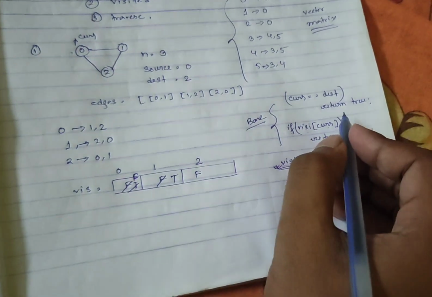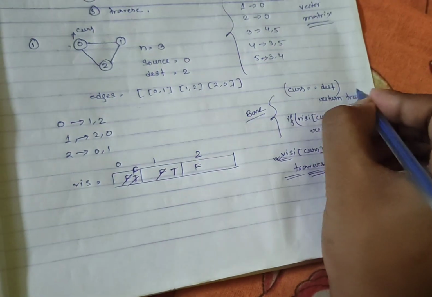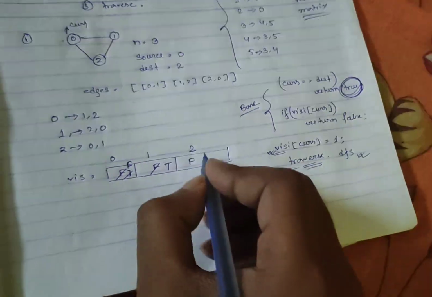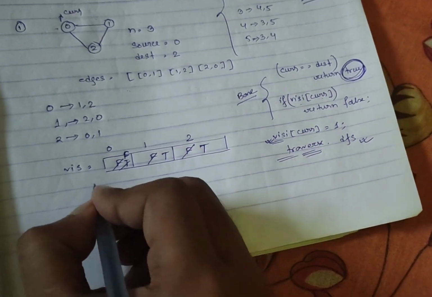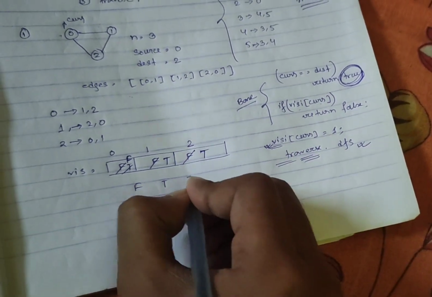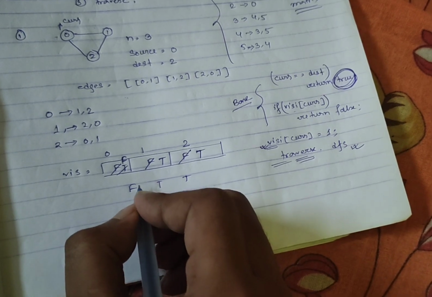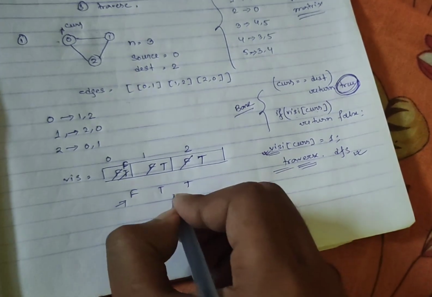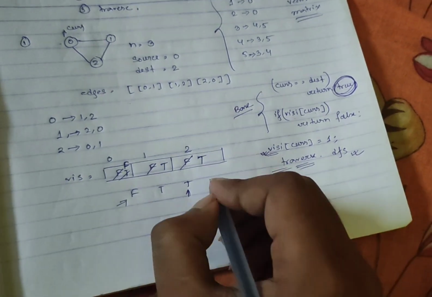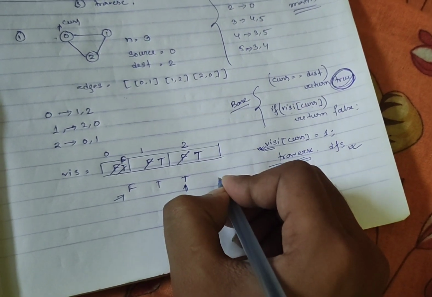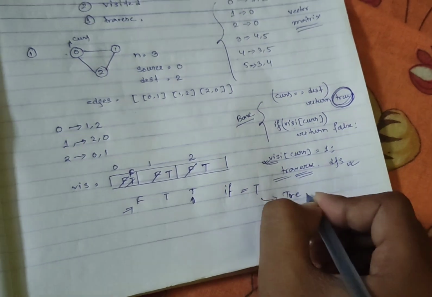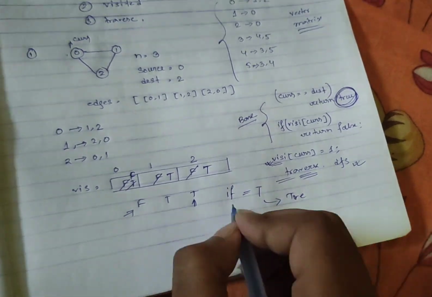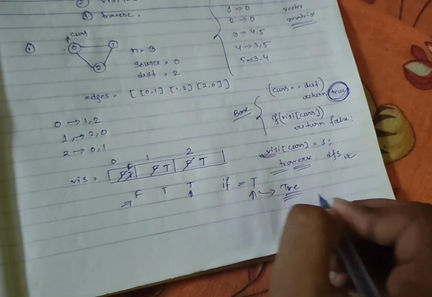This is not visited, and this is the destination. So return true. You can see the results given as false, true, true. There is one false, but there is one true. If one case is true, you just return true. You cannot check whether any other is false or not.